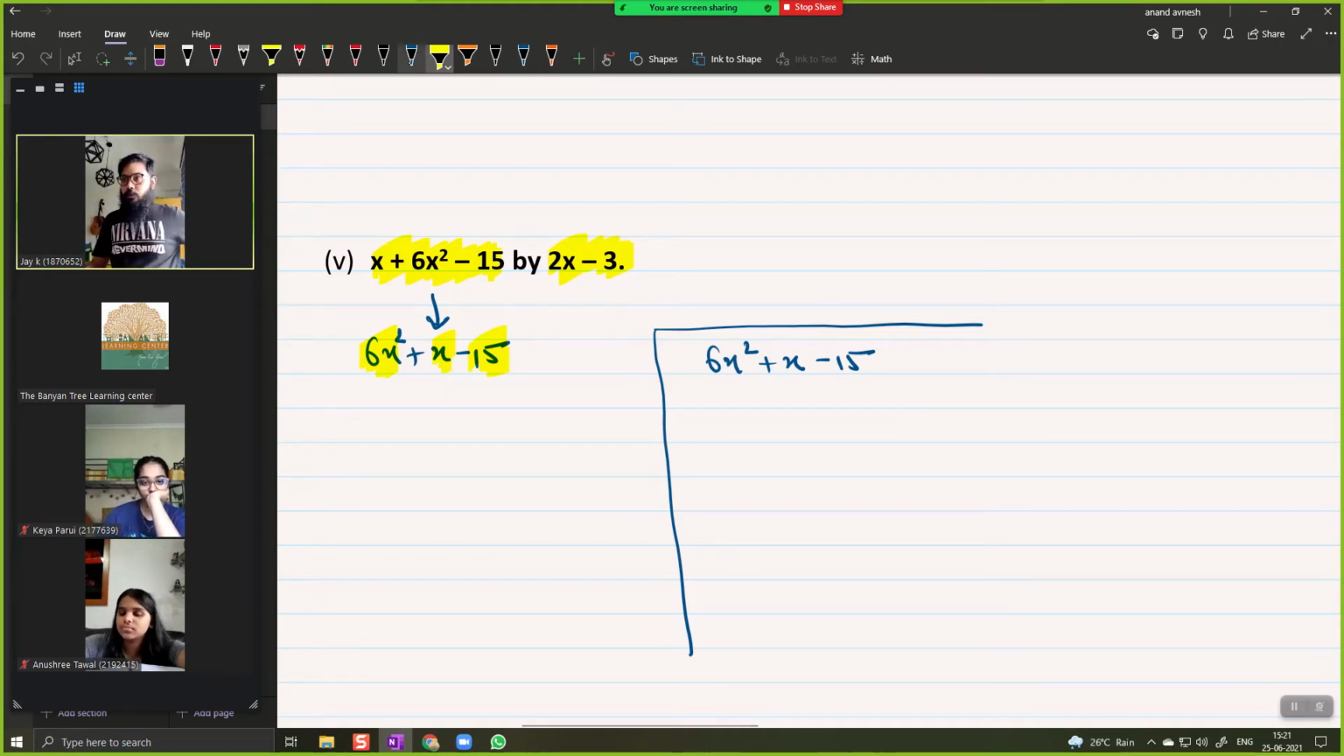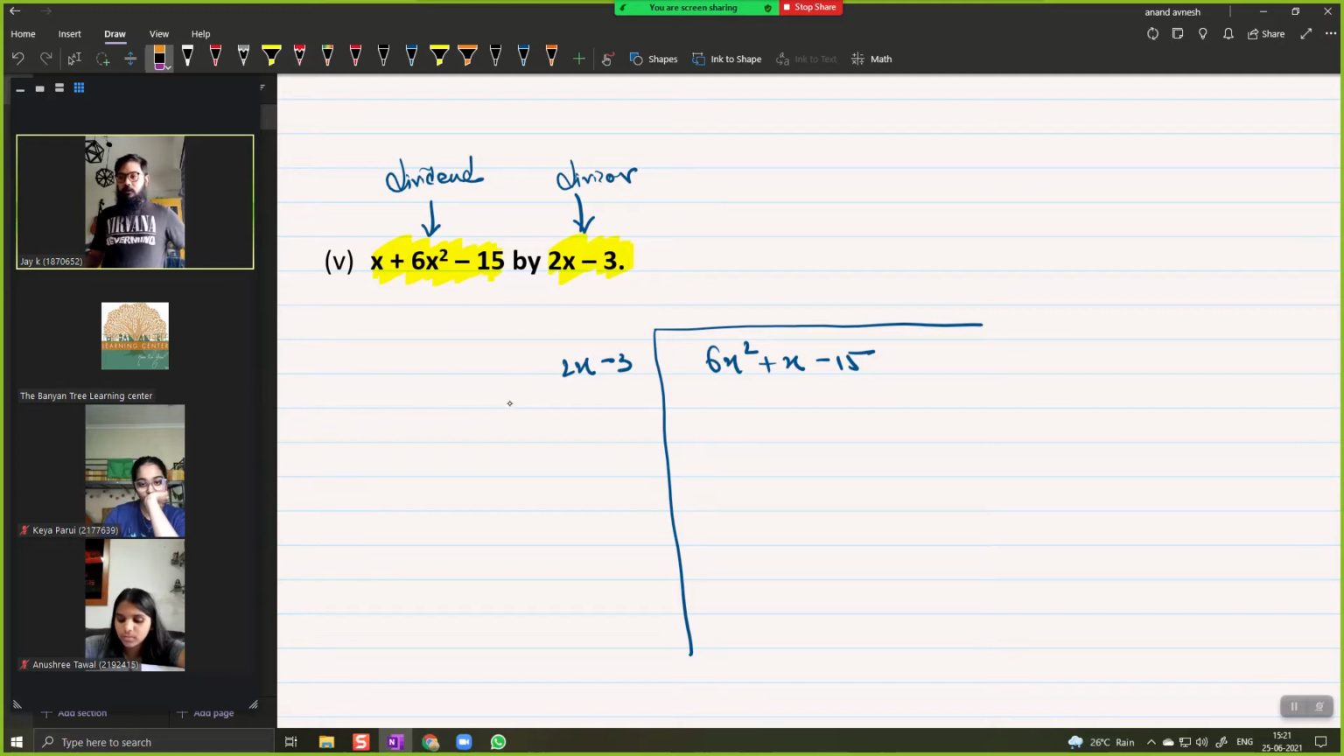The same way I have to do with the divisor. So remember, this is the dividend and this is the divisor. Divisor has to be written outside: 2x minus 3. Okay, so this is your beginning. First, you arrange your dividend in descending order of its degree. Same thing you do with the divisor. If it is already arranged, you don't do anything. Write the dividend inside the box, write the divisor outside the box, just like how you are going to divide one number by another number.